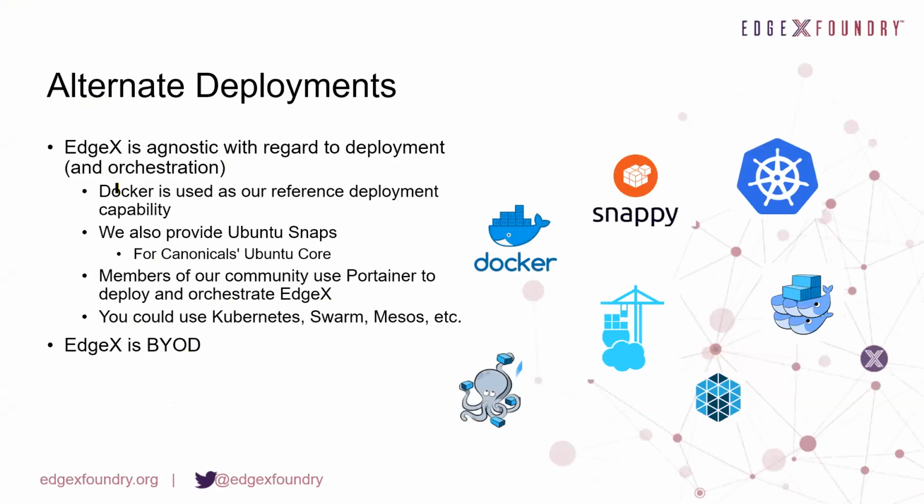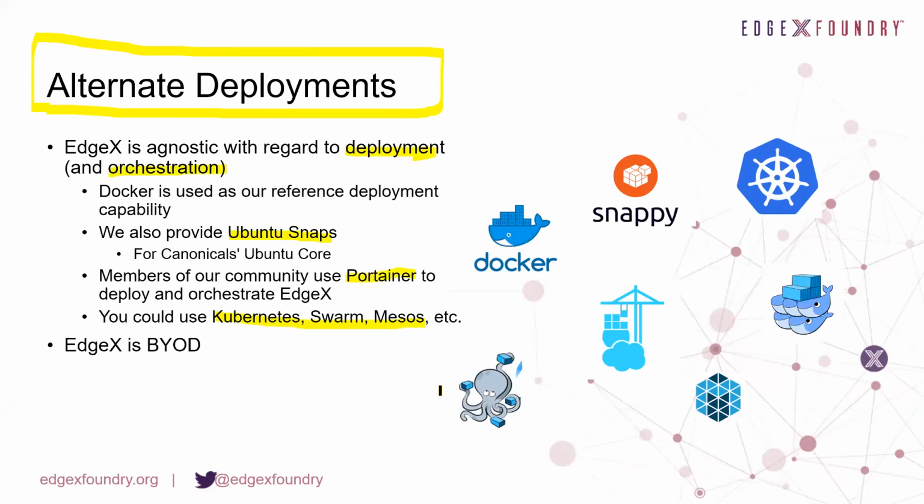To be fair, Docker and Docker Compose is one of the favorite deployment mechanisms we have for EdgeX, and certainly from a user perspective, now hopefully you see how simple and easy that is. But EdgeX is agnostic with regard to deployment and orchestration, meaning there are other ways to get and run EdgeX. In fact, members of Canonical in our community have provided what are called Ubuntu snaps. This is a mechanism that's similar in some ways to Docker for the Canonical environment. We have other members that are using tools like Portainer to get and deploy EdgeX. And you could certainly use something like Kubernetes Swarm or Mesos if you had a larger type of machine to run EdgeX on, to both get, download, and orchestrate EdgeX up and running.